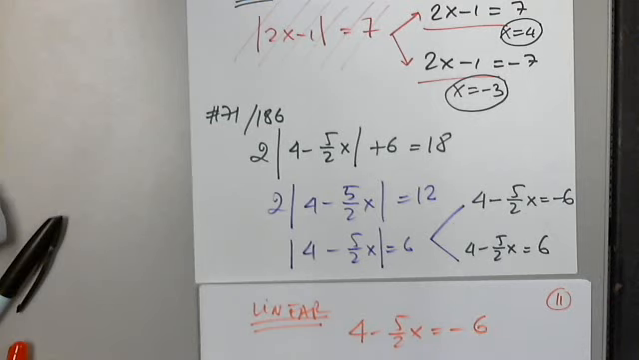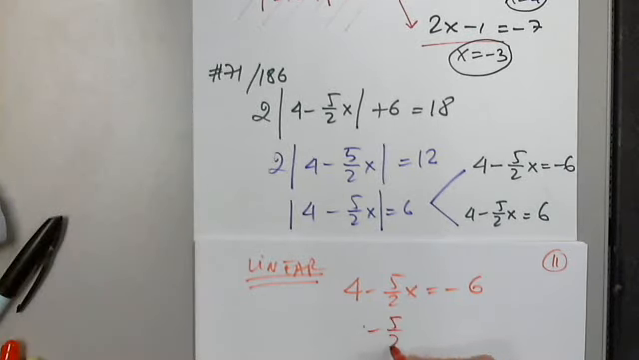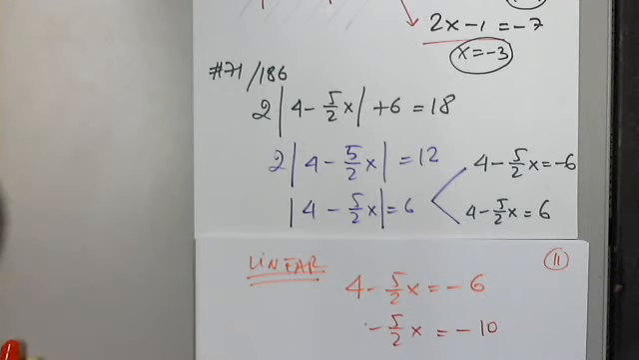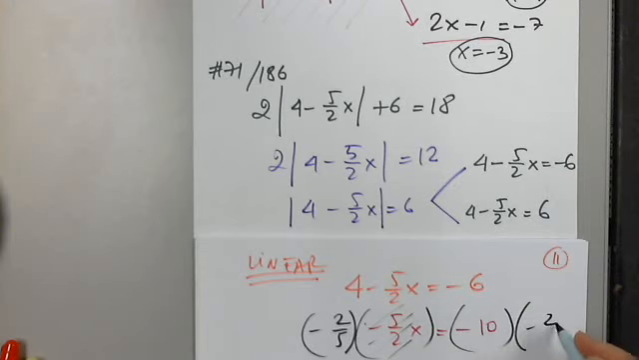What is the first step? Subtract 4. Awesome. So negative 5 halves x equals negative 10. Perfect. Now, my target is to eliminate what? Negative 5 halves. I want this to go away. So I will multiply both sides by negative 2 over 5. You can do it in 2 steps. I would like to do it in 1 step. It's up to you if you want to do 2 steps.